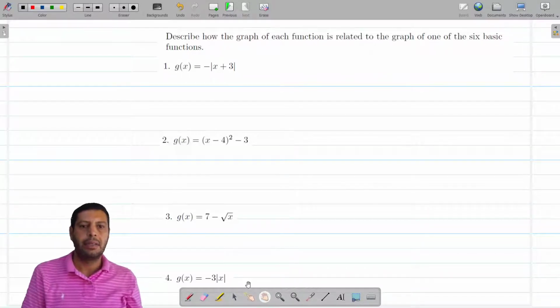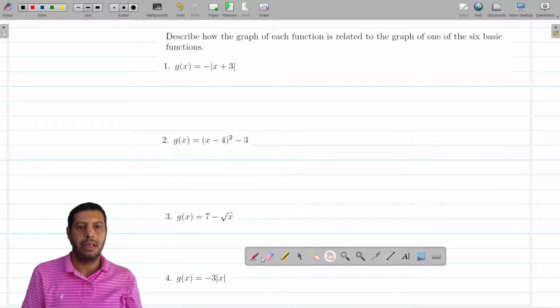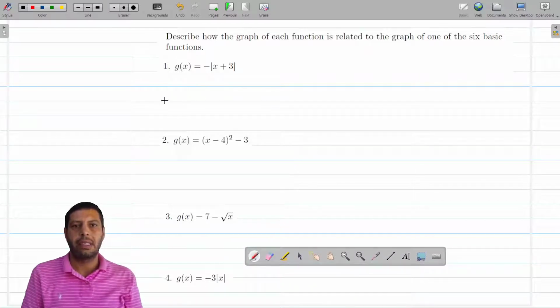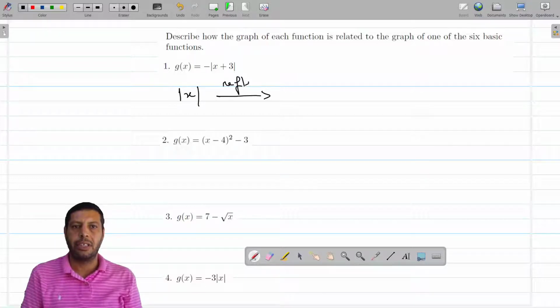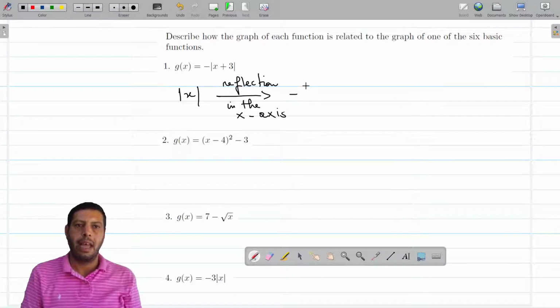And here, to get the graph, we're going to start with the absolute value of x, which is a basic function, on which we'll apply a reflection in the x-axis, and we will obtain the negative absolute value of x. So we obtained our negative sign here.